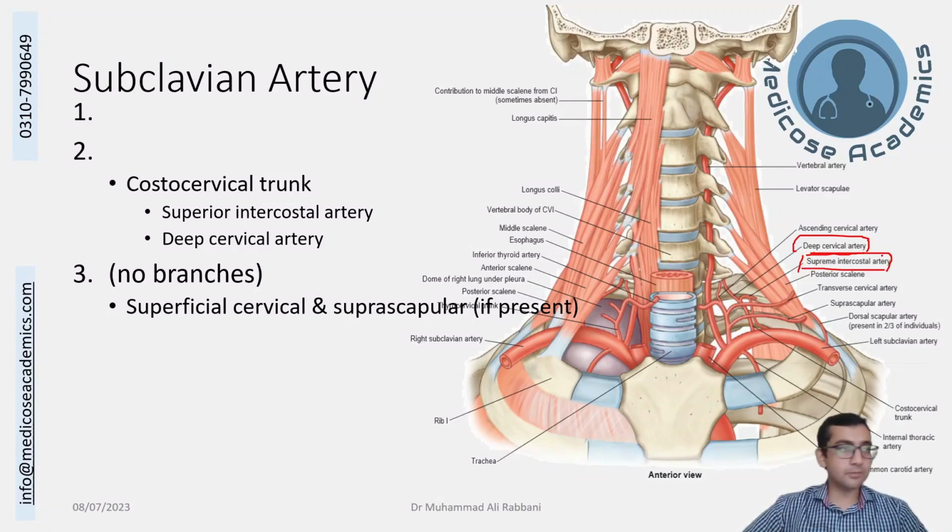You may have a little memory of it from the thoracic region, when we studied that the first two posterior intercostal arteries come from the superior intercostal artery. Then there is a third part. The third part usually does not have a branch; it may or may not have a branch, and that branch is called the dorsal scapular artery.